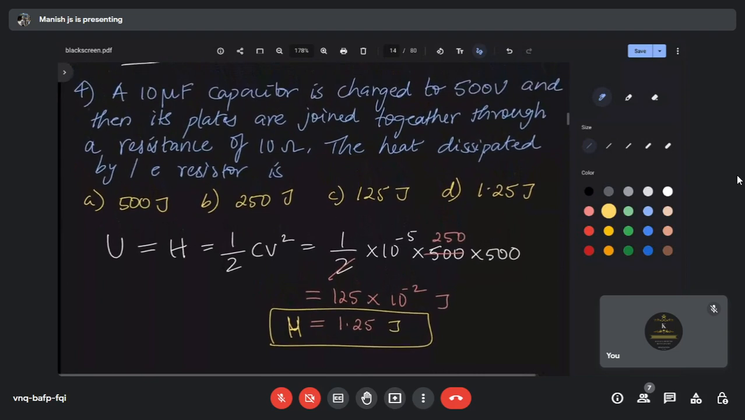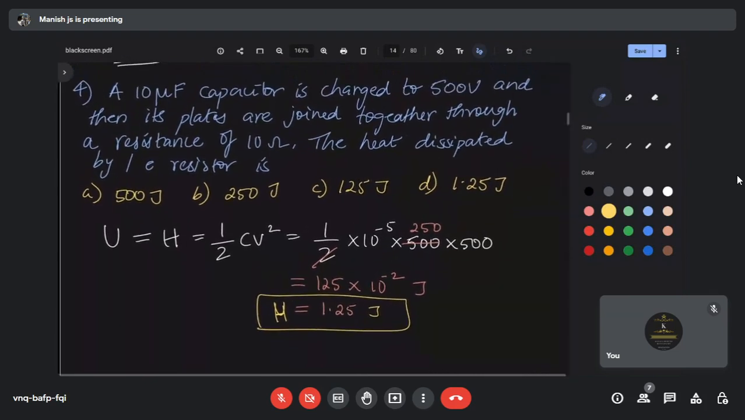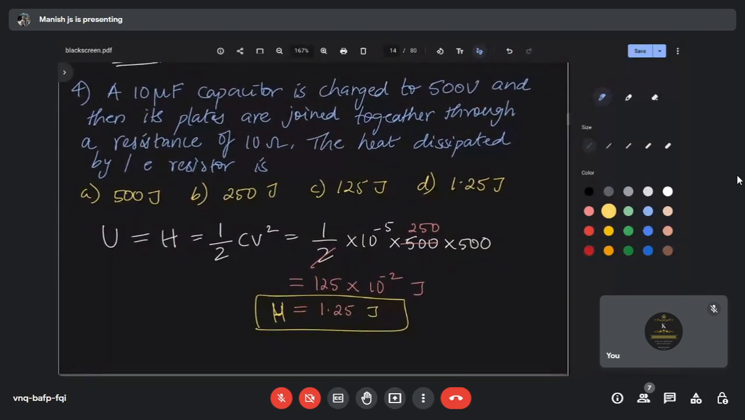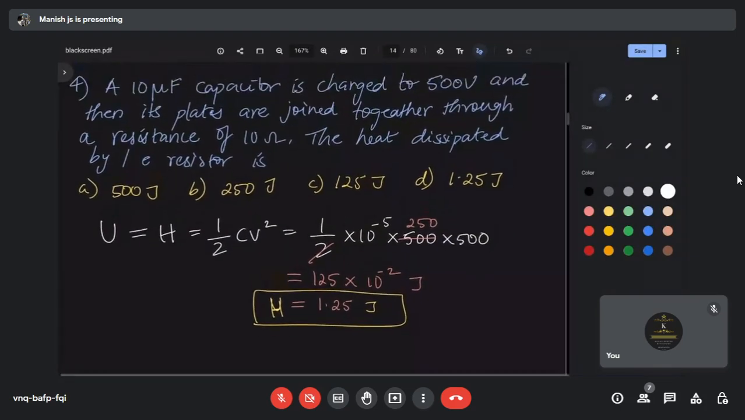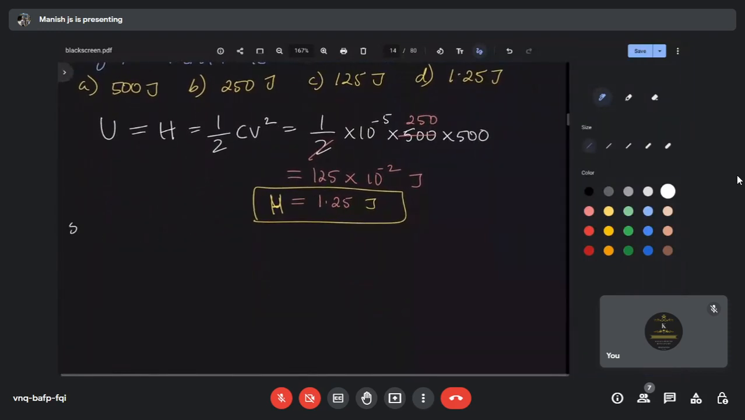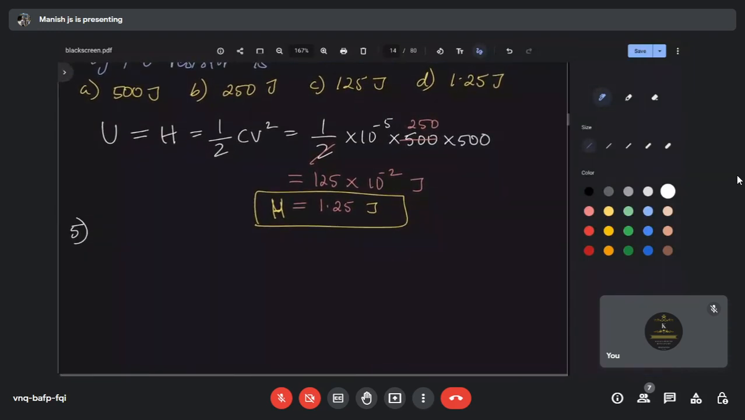Okay. Is it clear? I hope everybody it's clear. Heat dissipated is 1.25 joules. Okay. Moving on to the next one. So, fifth question.